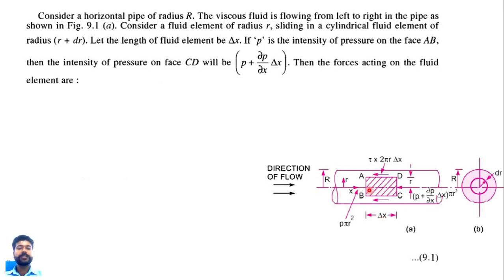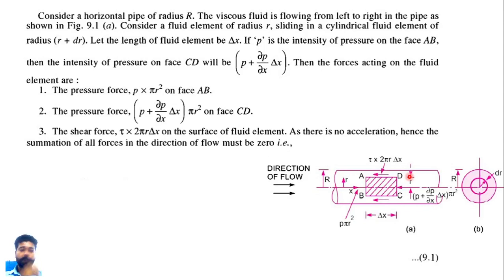So let us now consider the pressure intensity acting at side AB, which equals P, because our fluid is flowing from the left to the right side. So the pressure exerted on side AB is P. The intensity of pressure on side CD is P plus del P upon del x into delta x. It means the change in pressure with respect to the distance delta x. So these are all the forces acting on this element.